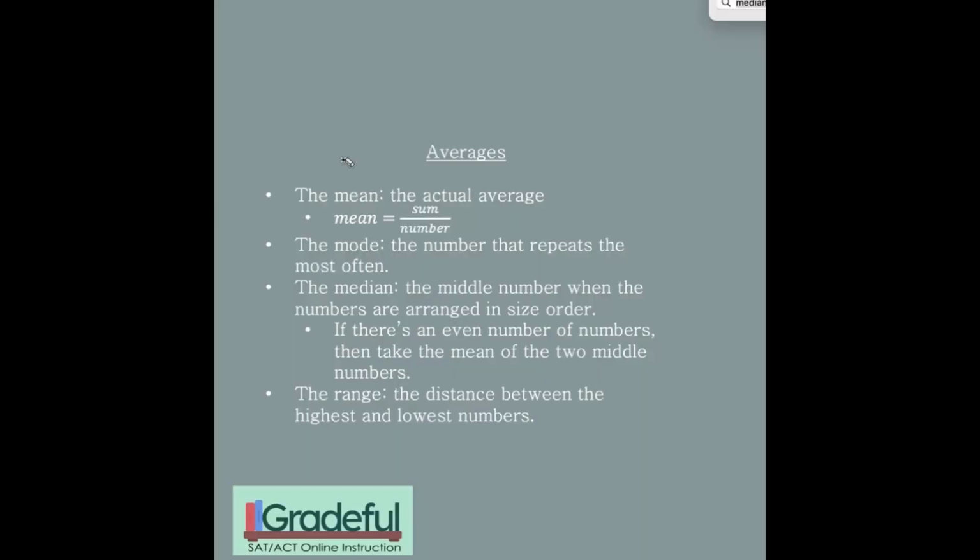So now thinking about mode, median, mean, range, let's just do a quick review of those terms. The mean of a data set is the actual average when you add up and divide. The mode is the number that occurs the most often. The median is the middle number if you arrange them in size order. If you happen to have an even number of numbers in the middle, you just take the mean of those two numbers. And the range is the distance between the highest and lowest numbers in your set.